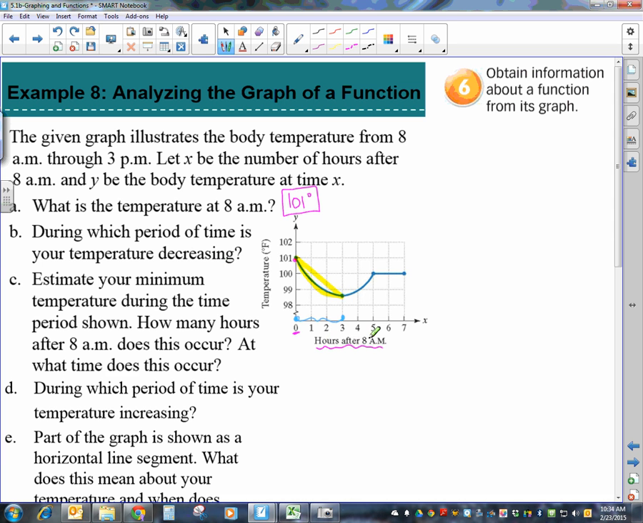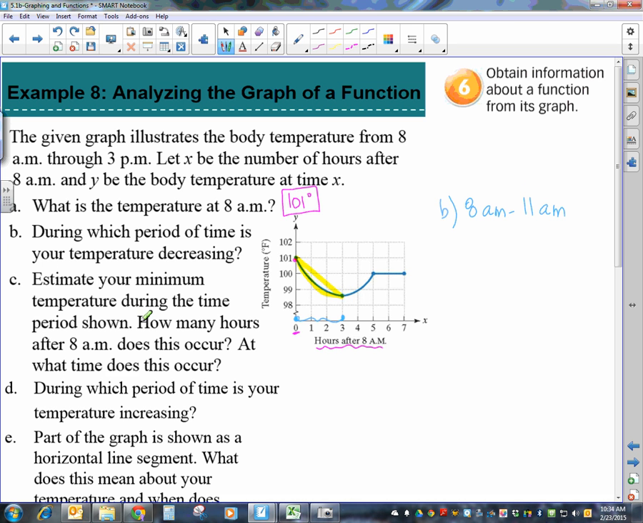If that goes 0 hours after 8 a.m. to 3 hours after 8 a.m., that means that it is decreasing. I'm going to go over here to answer B, decreasing from 8 a.m. to 11 a.m.